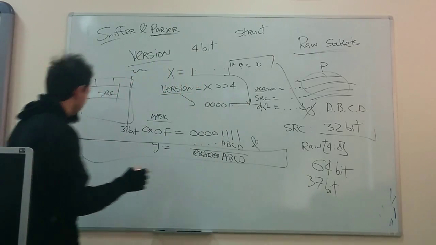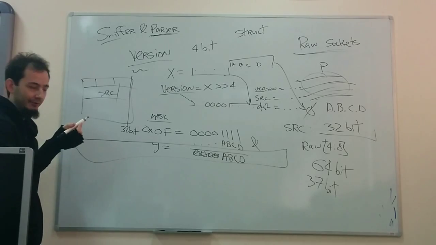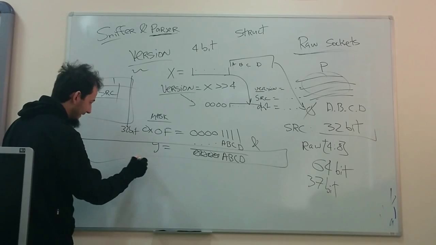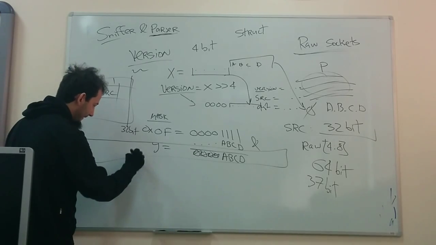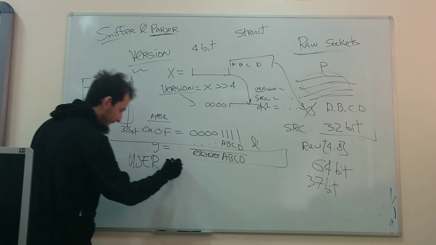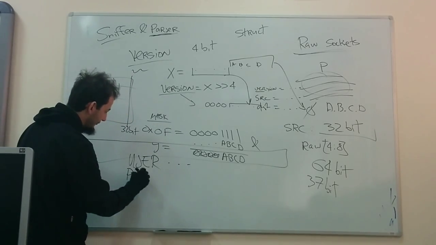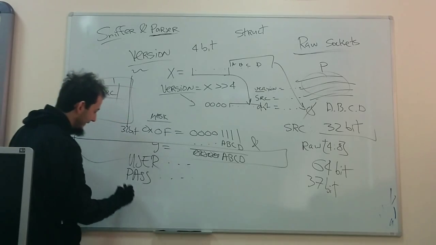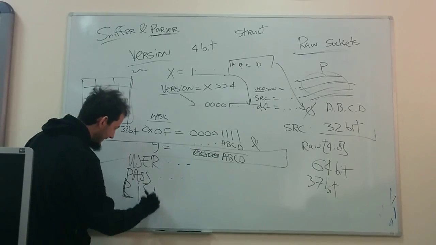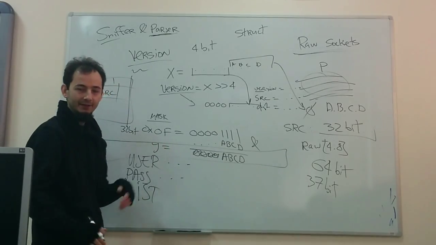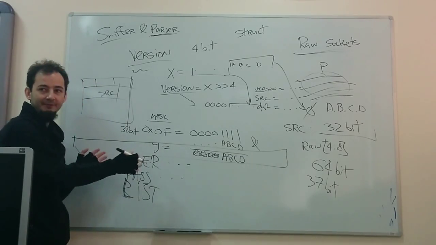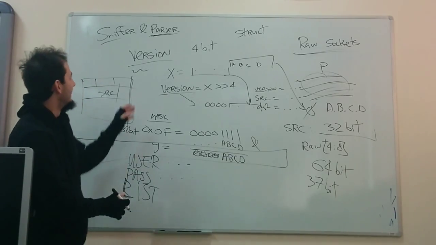For example, in the POP protocol for receiving email, when you connect, you send the word user, I think, with the username, then the word pass with the password, then you send the word list to get a list of emails in your mailbox, and so on.